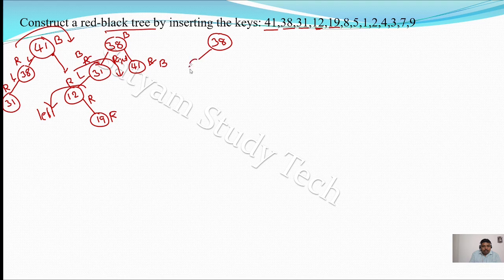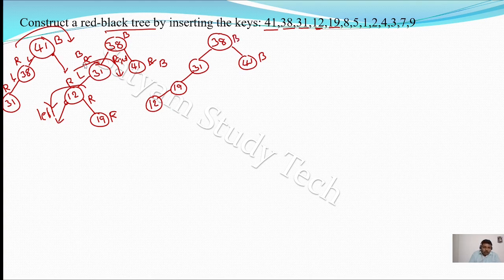Now you can draw the tree here, with 38, and first perform one left rotation. 31 will not change here. Just pull the thread down in the left direction. 19 is here, and 12 is here. Here 41 is also there, and it is black, so it cannot change. Here it is also black.